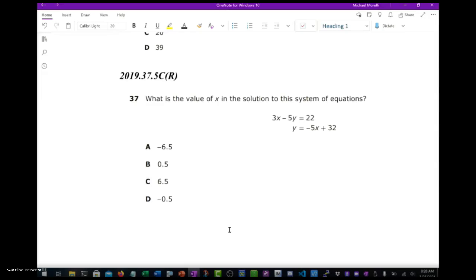Can somebody read it, please? What is the value of x in the solution to this system? Okay, so we want to find x. Well, the only way to find x is to solve for both x and y. So let me just write this down. They give us 3x minus 5y equals 22. And then they give us, I'm going to write it over here because we're going to have to do something to it, y equals negative 5x plus 32. Okay, let me go back to the board.